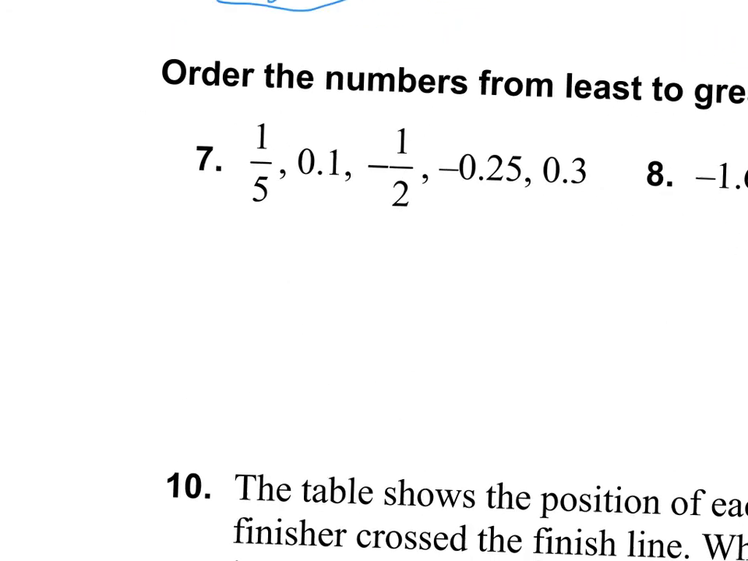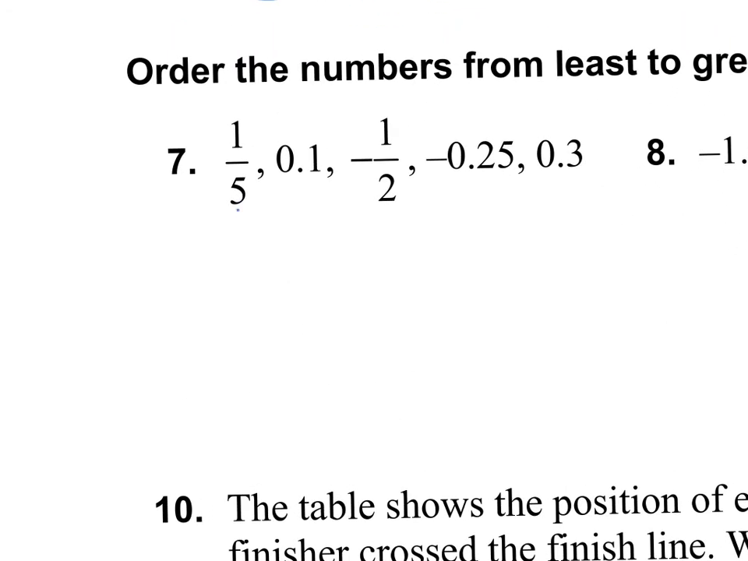So if I make 1/5 a decimal, I can do 5 times what gets me 100. 5 times 20 gives you 100, so 1 times 20 would give you 20, so I have 20 over 100. So I move my decimal over 2, 1, 2, so 1/5 is just 0.2.